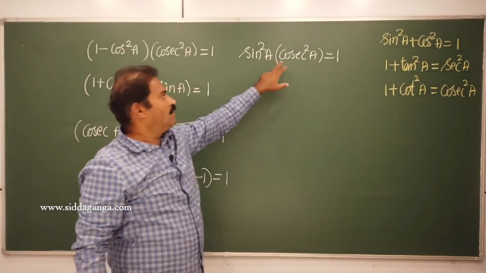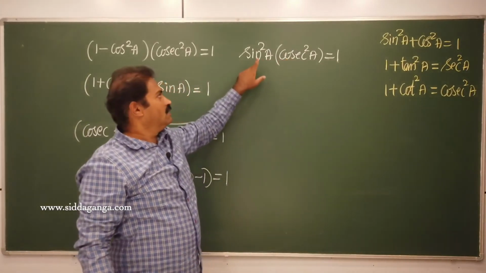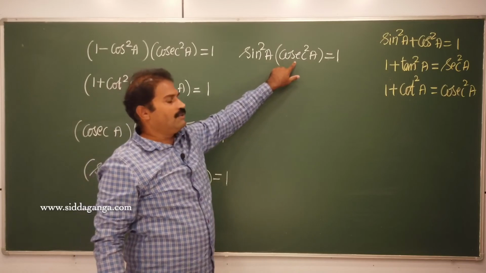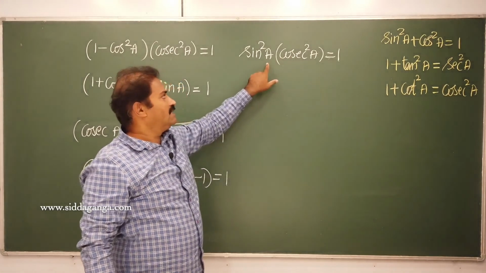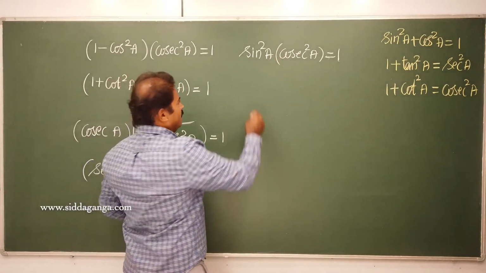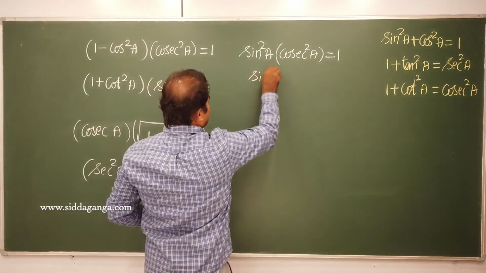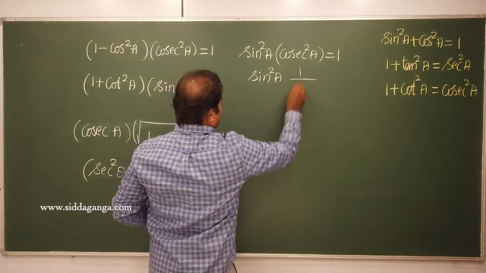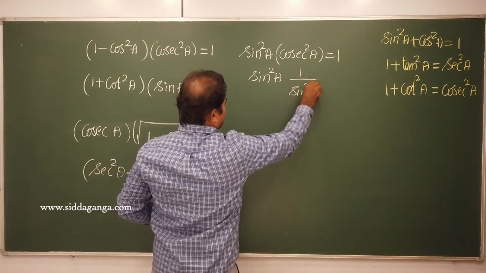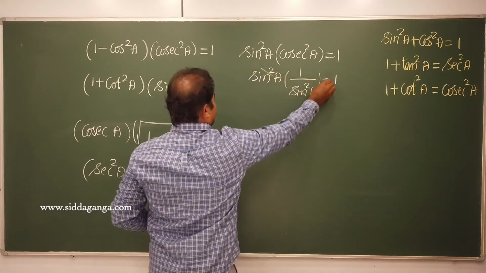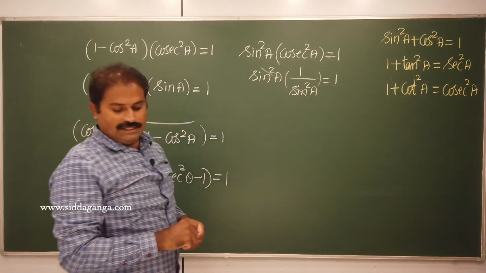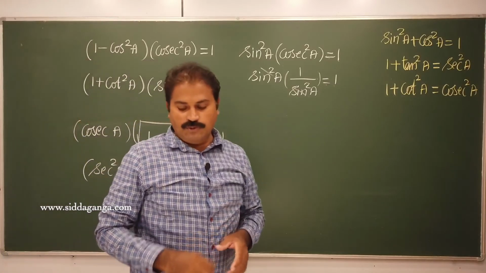You know that sine and cosecant are reciprocals. So sin square A into cosecant square A, you can write it as 1 by sin square A. So sin square A into 1 by sin square A, where you can cancel these two and you will have 1 on both the sides. So this proves this problem.